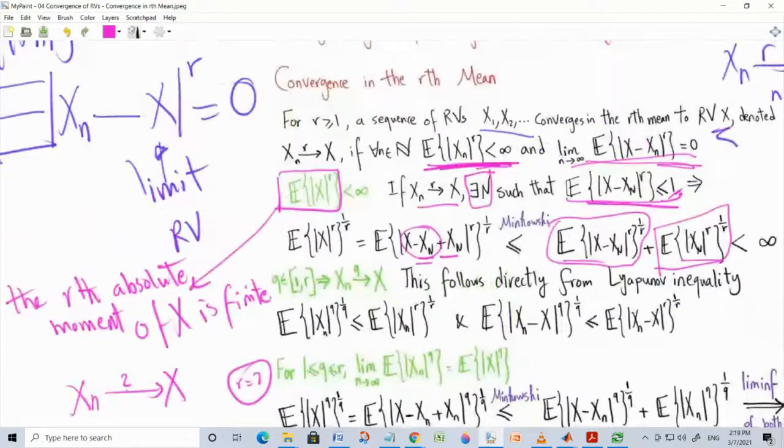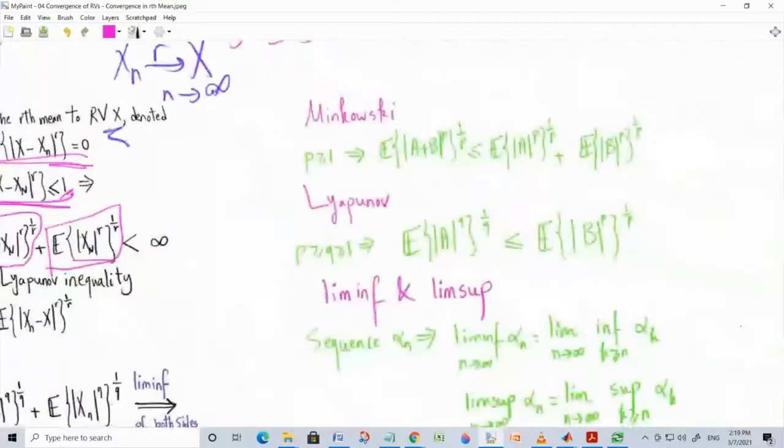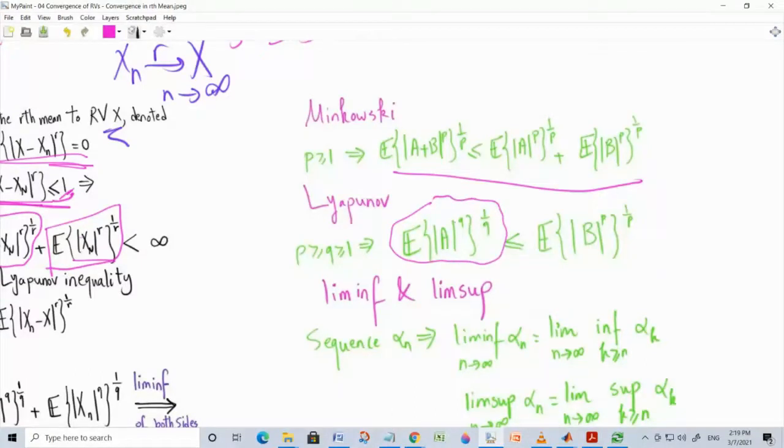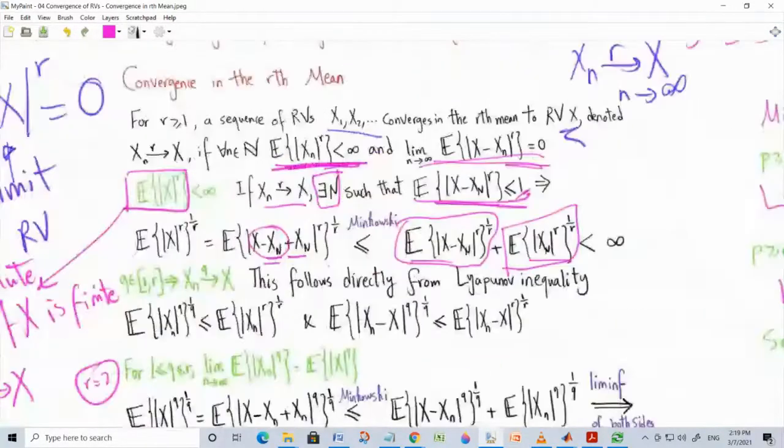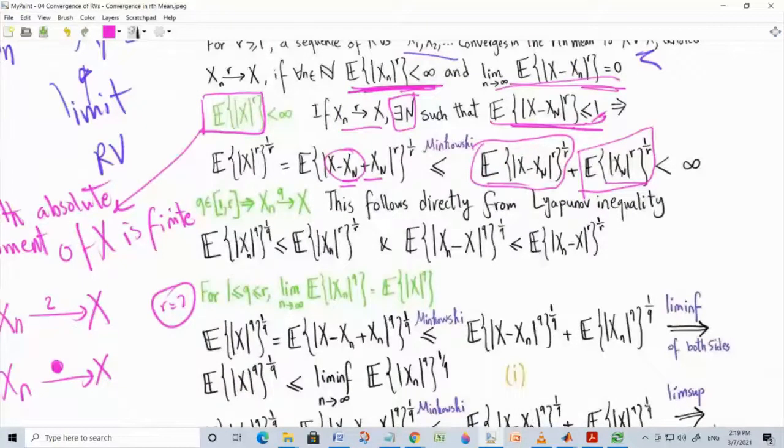Why is this the case? It's a direct application of Lyapunov inequality. So this is Minkowski, which is this inequality here. And Lyapunov is this inequality that if P is greater than Q, then this expectation raised to the power 1 over Q is less than or equal to this expectation raised to the power 1 over P, where P is greater than or equal to Q. So what is the relevance of this? Because Q is less than or equal to R, then this is less than that.